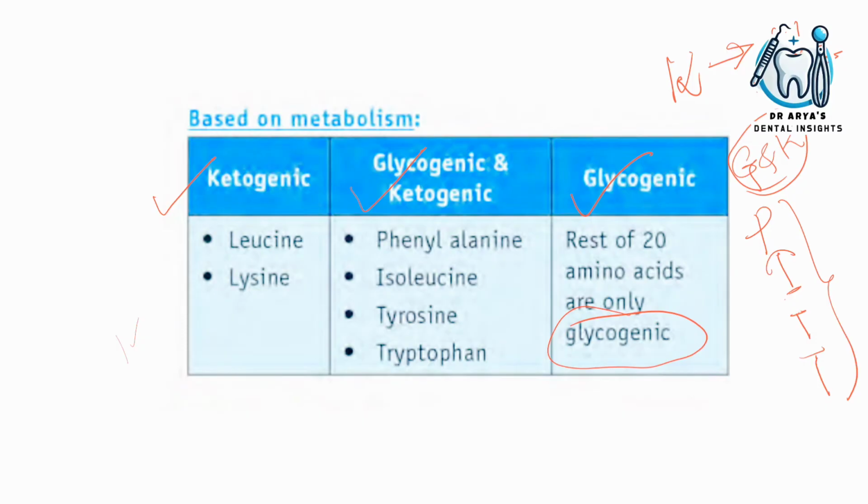Okay. So ketogenic amino acids are leucine and lysine. Glucogenic and ketogenic are phenylalanine, isoleucine, tyrosine and tryptophan. And the rest of the 20 amino acids are only glucogenic.